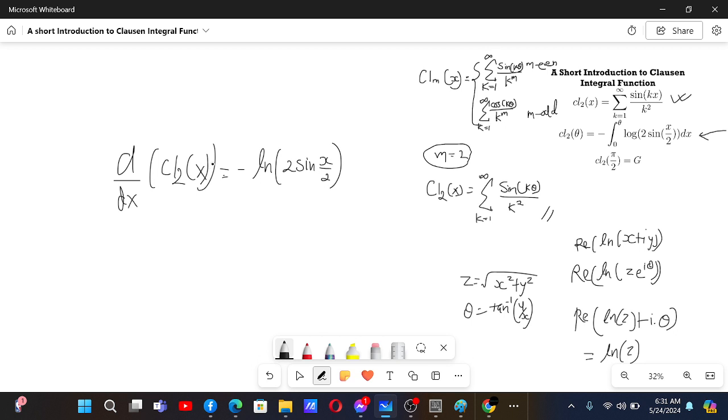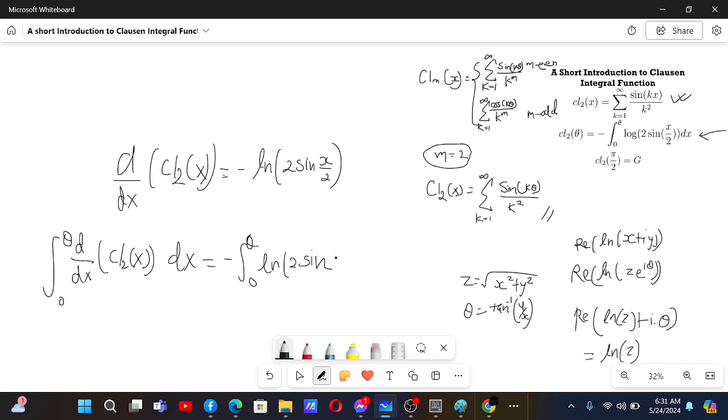Okay, now let us integrate this function from 0 to theta. If we are integrating the derivative of the Cl2 function, we get minus the integral from 0 to theta of ln of 2 sine x by 2 dx. Now we can pseudo cancel the dx, and then we just have dCl2 of x. So this is just Cl2 of x going from 0 to theta, and on the other side, minus the integral from 0 to theta of ln of 2 sine x by 2 dx.